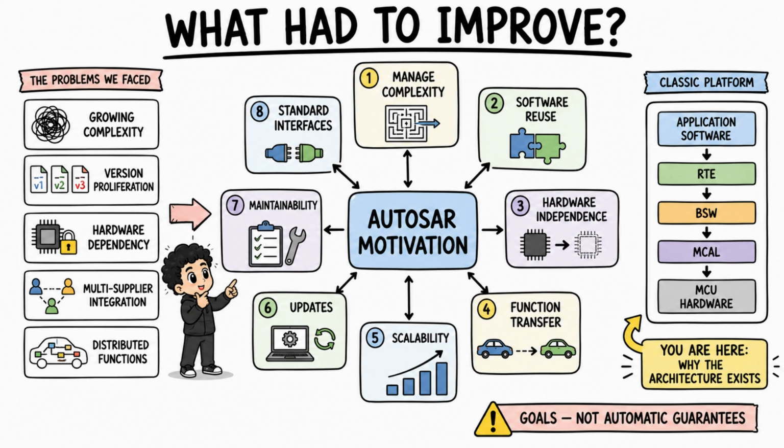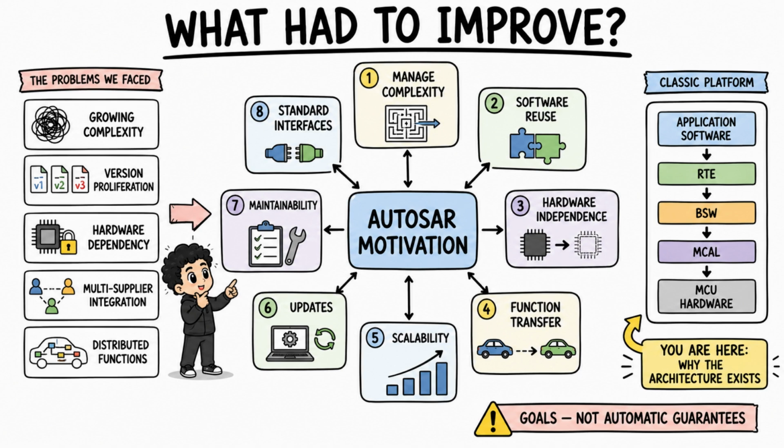Several design goals follow directly from that problem. The first is managing complexity. Standardization cannot remove software complexity from a modern vehicle, but modular architecture and defined responsibilities can make that complexity easier to contain. The second is software reuse. If software communicates through defined interfaces instead of being unnecessarily tied to one ECU implementation, parts of it can become easier to reuse across projects or product lines.